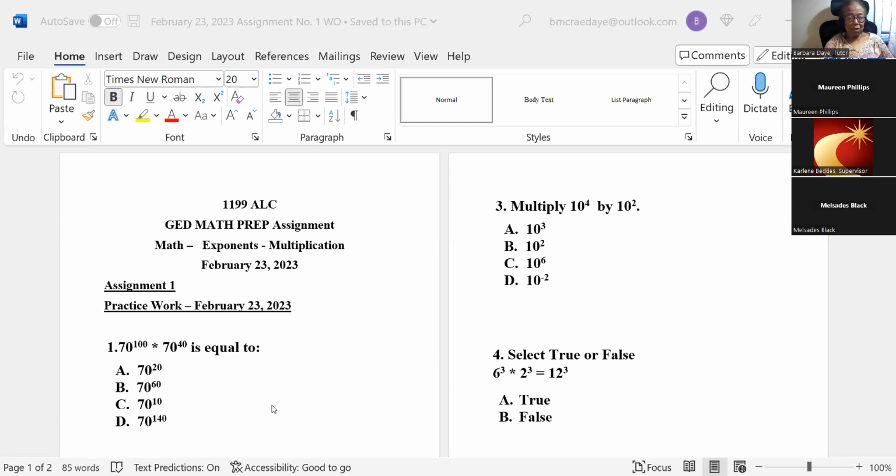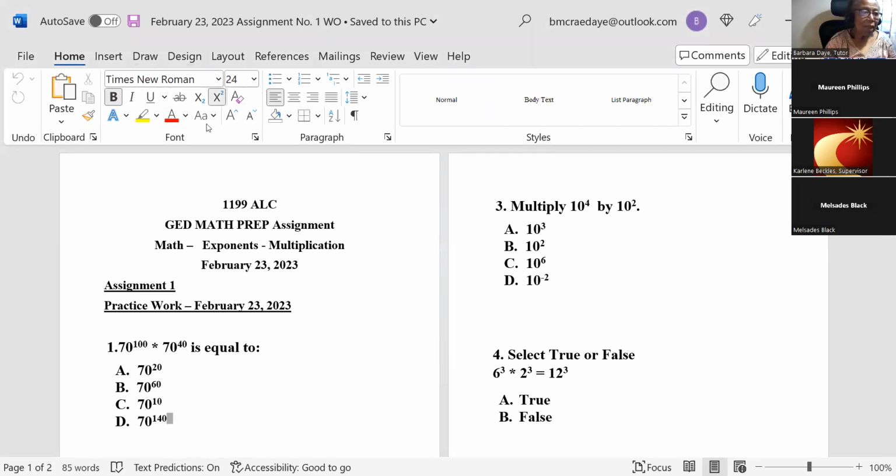Mercedes, you remember that? We went over it, did a lot of examples. Multiplication, you do what, Mercedes? You add. Division, you subtract. So what is the answer, Mercedes? Answer would be D. That's right. Answer D. So let's just put it here.